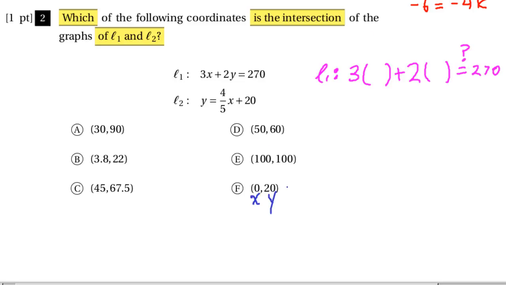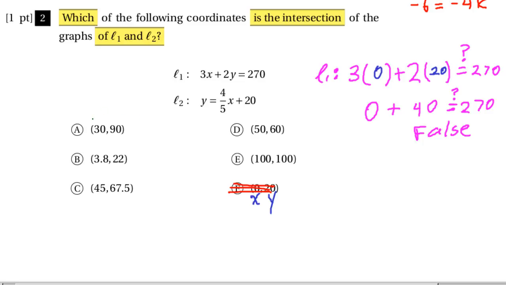So if I take my blue values here, 0 for x and 20 for y, then I can say that 3 times 0 is just 0, plus 2 times 20 is 40, and I'm going to ask the question, is 0 plus 40 the same thing as 270? Well, I don't have to go any further. I know that this is false. The moment that this happens, I can immediately cross off F because I know that it's not going to work for L1. This coordinate has to work for both lines.